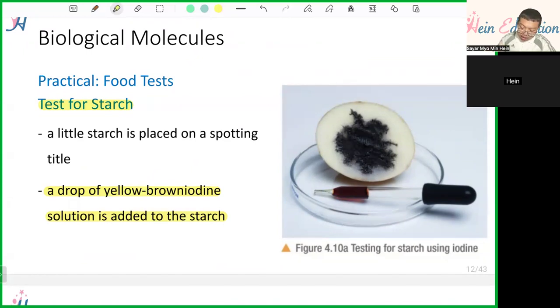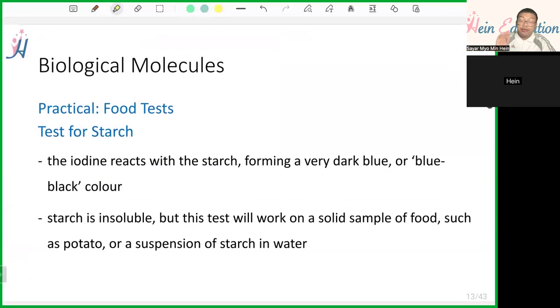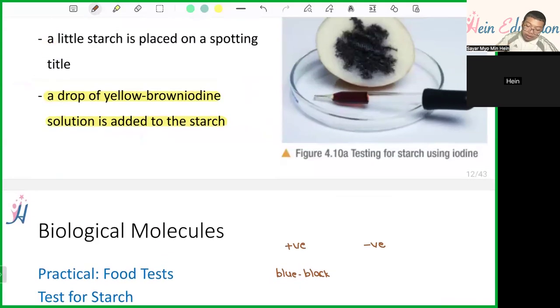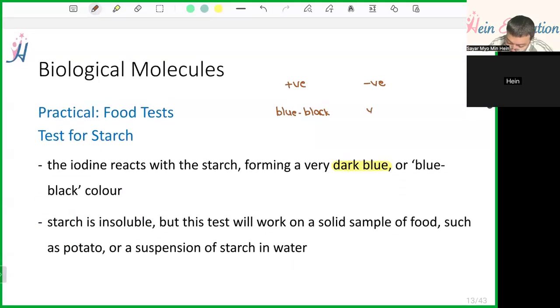If starch is present, the iodine reacts with the starch, forming a dark blue or blue-black color. Starch is insoluble, but this test will work on a solid sample of food such as potato, or a suspension of starch in water. In general, if starch is present, we will observe a blue-black color. If the result is negative, meaning there is no starch in the food we are testing, we can observe yellow-brown, or let's say yellow-orange.